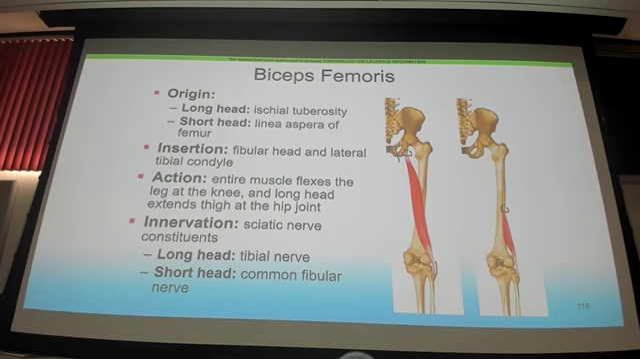When we look at the action, that means that this can help to extend the hip joint and flex the knee. Just the opposite of what we saw with our quadriceps. Our quadriceps extend the knee and can flex the thigh. Our posterior compartment muscles, our hamstrings, can extend the thigh and flex the knee. So they're doing exact opposites of the anterior side.